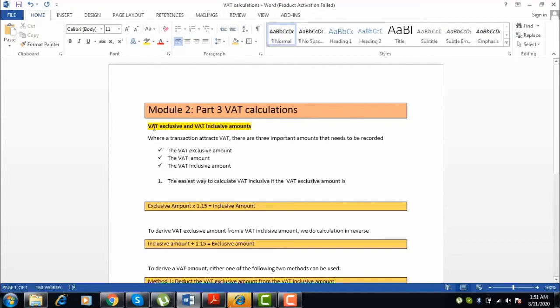So today we're going to be touching on the critical importance of how you calculate VAT exclusive amounts and how you calculate VAT inclusive amounts. So it's not rocket science. All you need to do is just to pay attention.